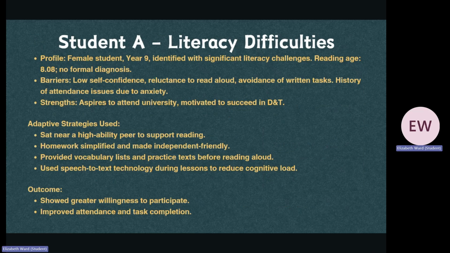Student A is in Year 9 and has a reading age of 8.8. She avoids writing, often due to low confidence, and has a history of poor attendance. Support strategies from her file included simplified homework, peer scaffolding, and speech-to-text tools. I found that promoting more design-focused tasks helped build her engagement and confidence.